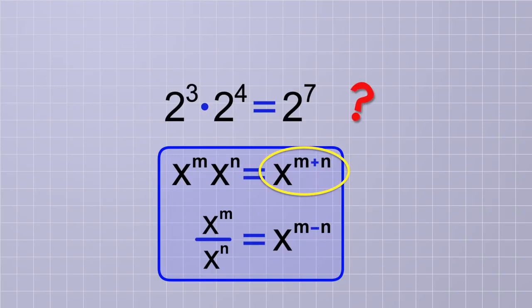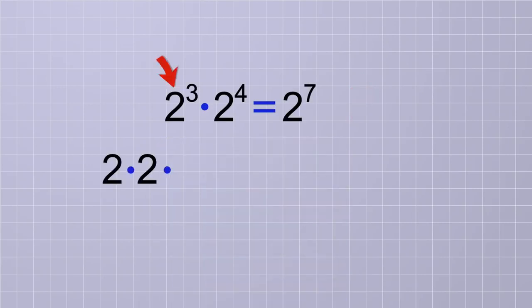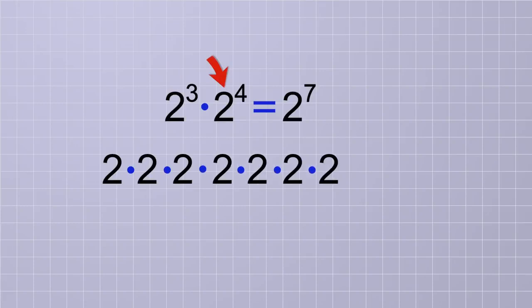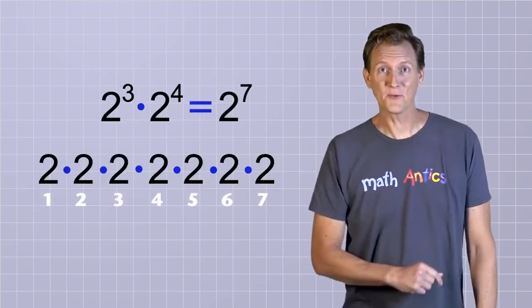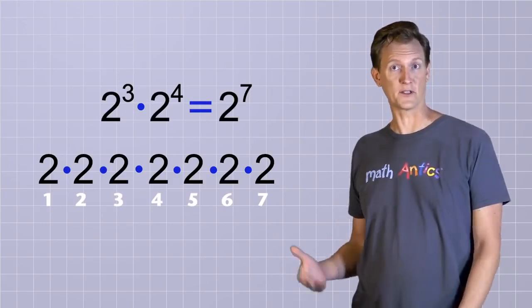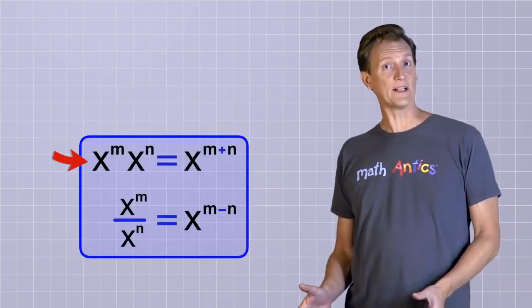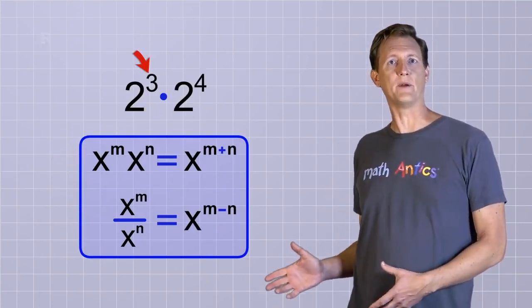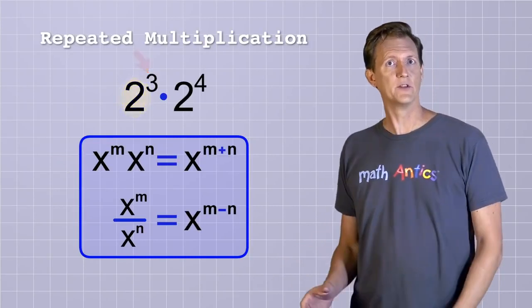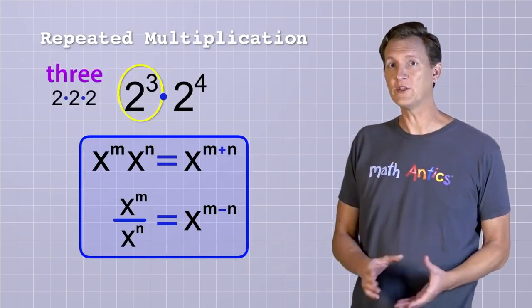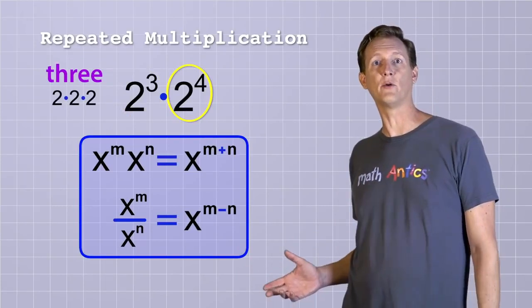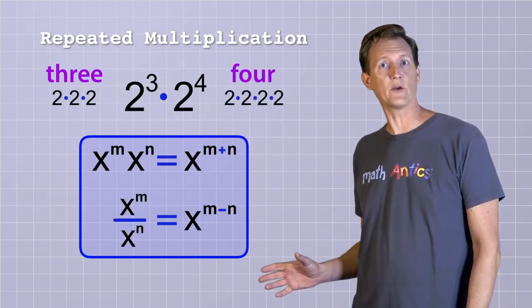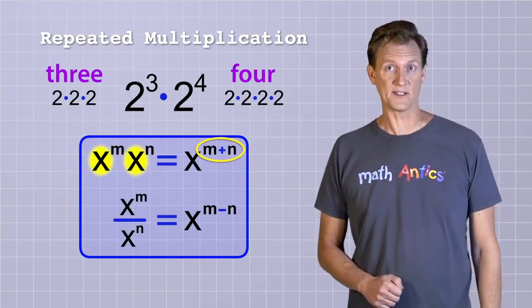Well, let's break it down and see. 2 to the 3rd is 2 times 2 times 2, and that's being multiplied by 2 to the 4th, which is 2 times 2 times 2 times 2. That's a lot of 2's being multiplied together, 7 2's to be exact. Aha! So that is what you'd get by just adding the exponents together, since 3 plus 4 equals 7. And this law makes total sense if you think about what an exponent really means. The exponent is telling you to do repeated multiplication of the base, right? So this first part is telling you to multiply 3 2's together, and the second part is telling you to multiply 4 2's together. So that's why you can add the exponents together if the base is the same.